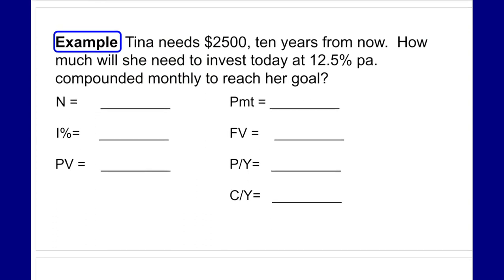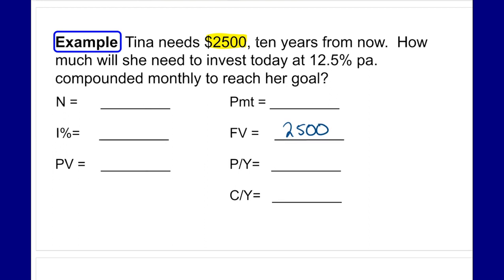So next example, Tina needs $2,500 10 years from now. How much will she need to invest today at 12.5% per annum, or per year, compounded monthly, to reach her goal? So again, this one's a little bit different now because she needs $2,500. So that's her future value.